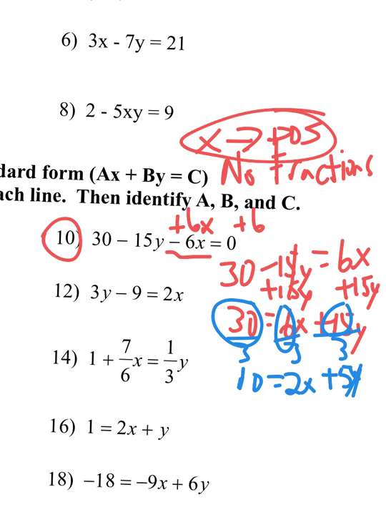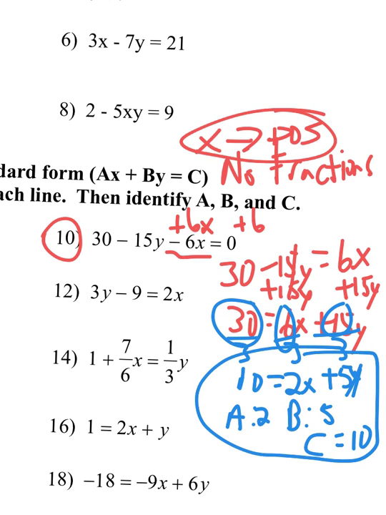Now, we need to identify a, b, and c. So a would be 2, b would be 5. B is what's in front of y once you get it in that form. And then c would be 10. So you're giving the equation in standard form and giving what a, b, and c are.